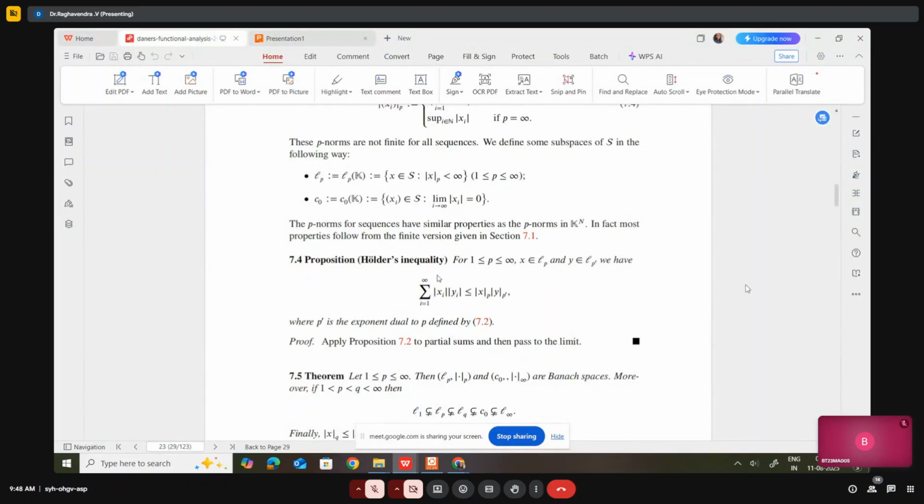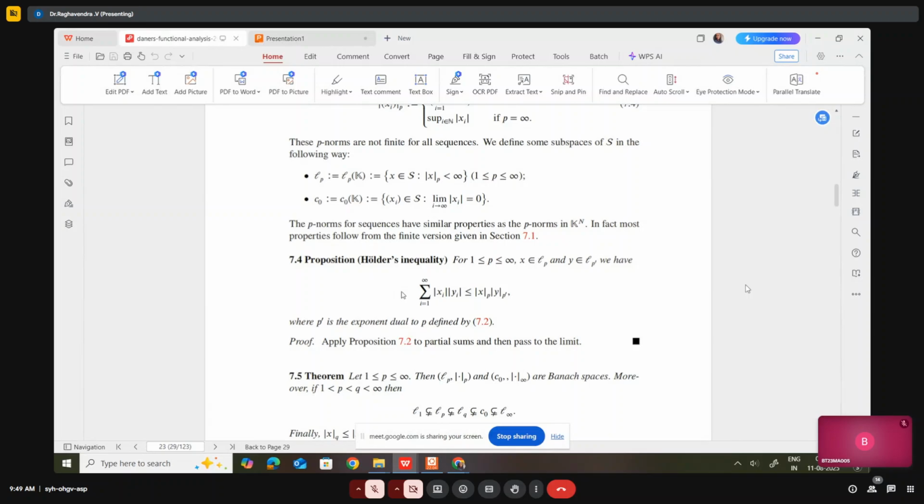Yes, sir. What I was saying is this: mod of Si raised to p, instead of i equal to 1 to infinity, you take it from i equal to 1 to n and apply the Holder's inequality here, okay? And then you see that the right side is independent of n, so take the left side also as this one. So that gives you the partial sum. So this is what is called the Holder's inequality.